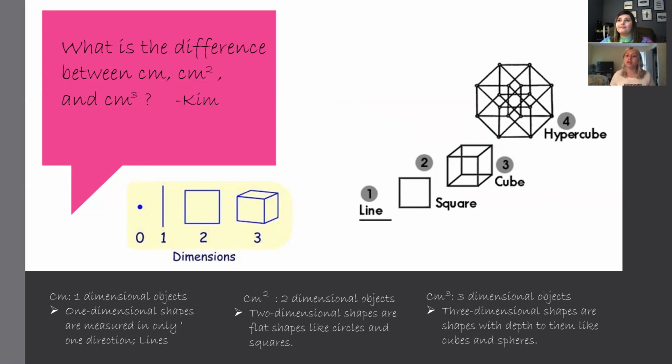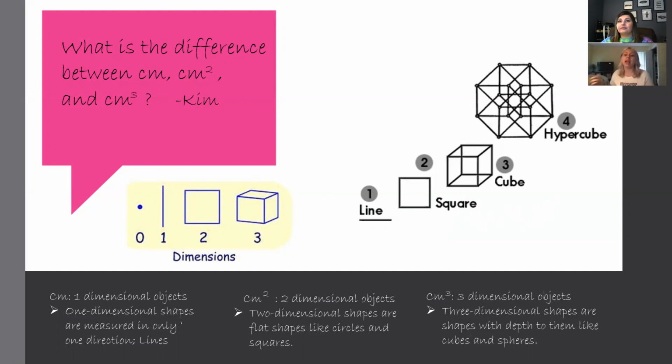When we're talking about math and going to the first power, we never really write the first power because it's understood as one dimension. So they're just one-dimensional shapes that are measured in only one direction, for example lines, segments, or rays, like you were explaining earlier. Centimeters squared or inches squared would be two-dimensional objects, flat shapes like circles and squares.